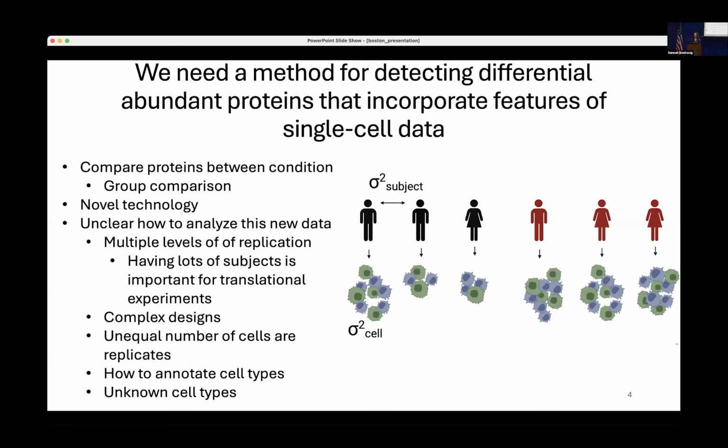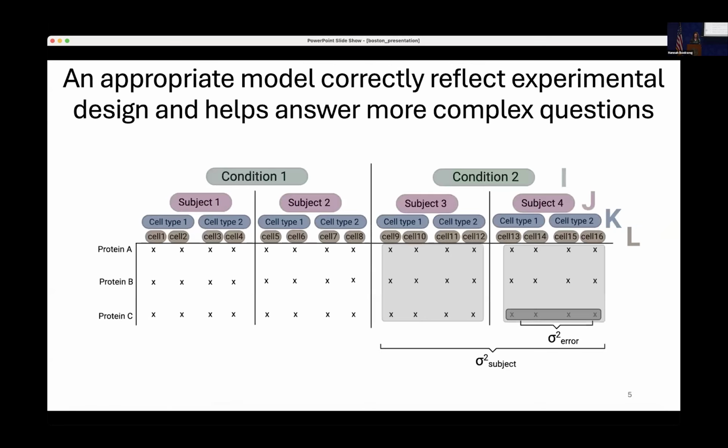Another question is, what happens if you're not able to sample as many cells from some subjects? Is that going to affect the results? How do we handle that? Can we just ignore it? So these are the kind of questions that we need to answer if we're going to really take advantage of all the information available to us with single cell data.